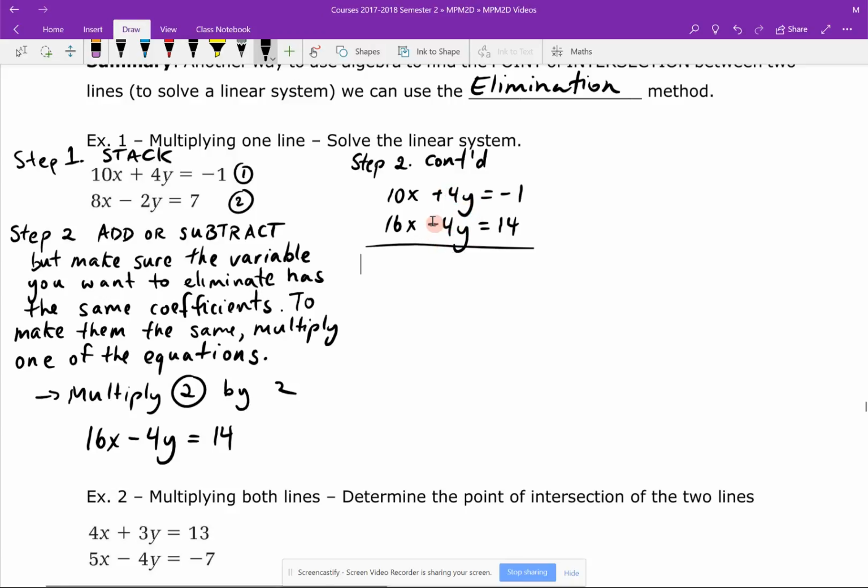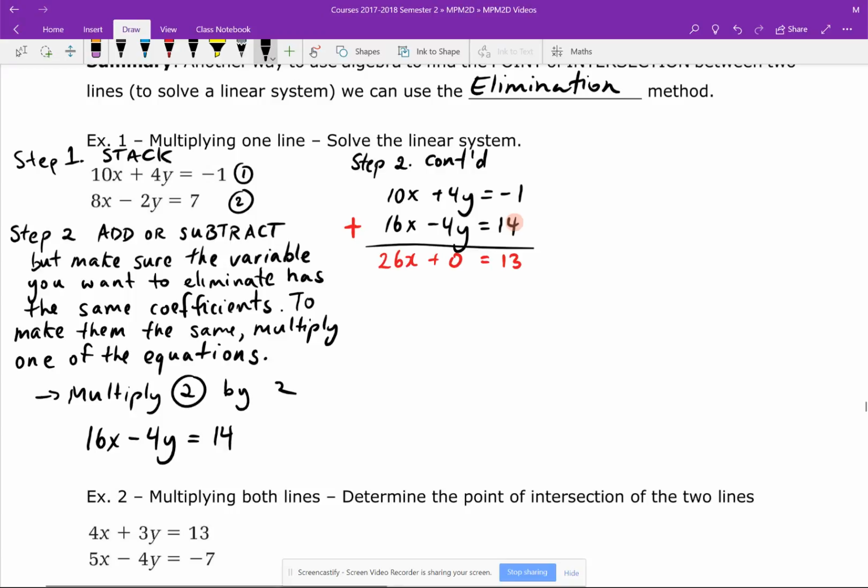4y plus the minus 4y gives me 0. Okay, so I'm going to be adding. Put a plus sign to indicate that I'm adding. So when I add them, 10x plus 16x. Remember that you have to always line up your terms, your x terms, your y terms, and your constants. So 10x plus 16x is 26x. And then 4y plus the minus 4y gives me 0, because 4 plus negative 4 is 0. So plus 0 equals negative 1 plus 14, which is positive 13.